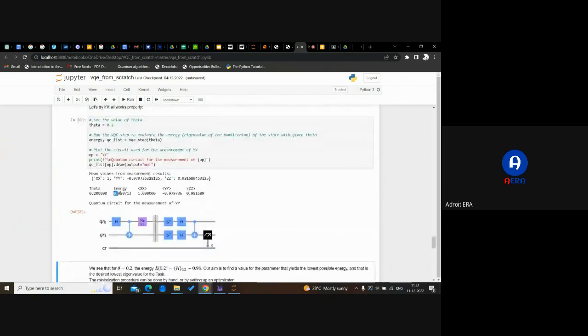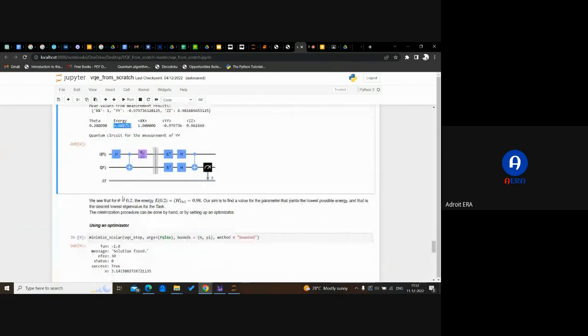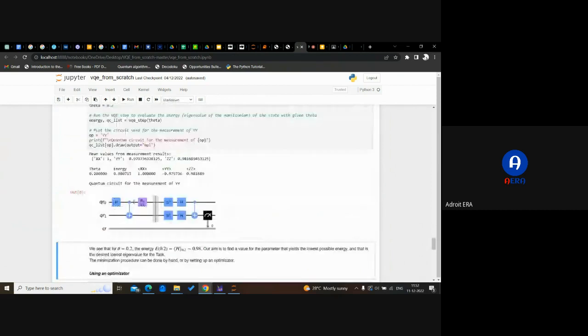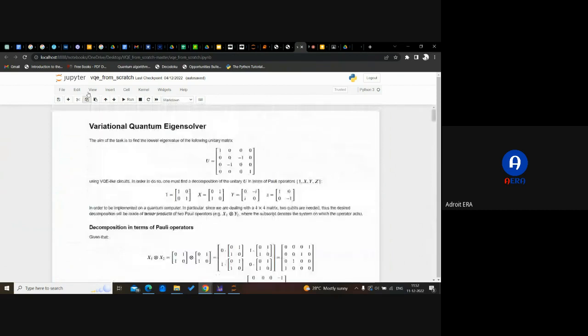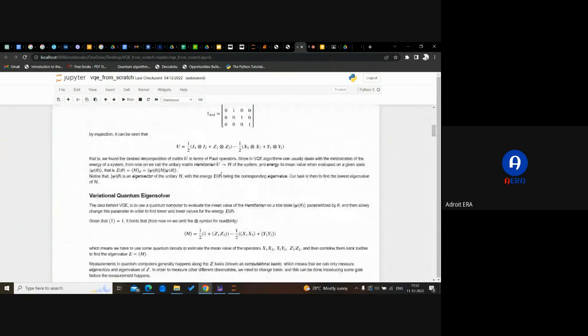You can see here that the energy is 0.980713. So how do you find this theta? You find this theta using a classical optimizer. I'll also share this code with you, and I'll also share some links that you can check for yourselves. You can read some of the blogs, and I'll share all of that with you in the Discord.